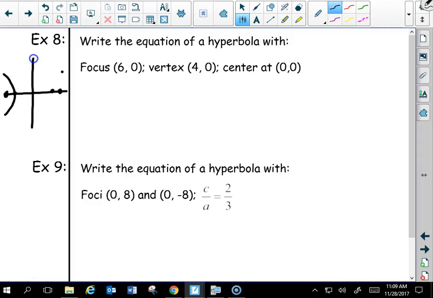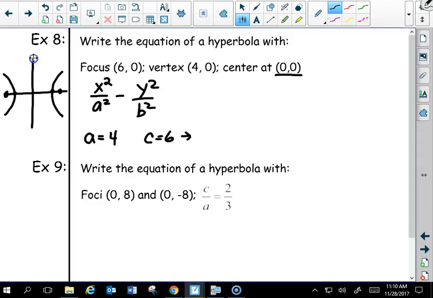So we are looking at this, which dictates that we use the equation because we're centered at the origin. We don't have any left-right transformations. All right, so they give us the vertex, the major vertex at 4. That means a equals 4. And they gave us a focus at 6, c equals 6. So let's calculate b.